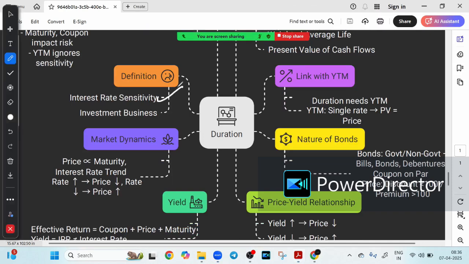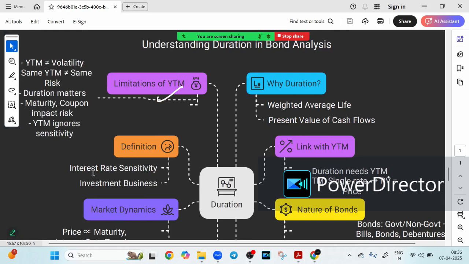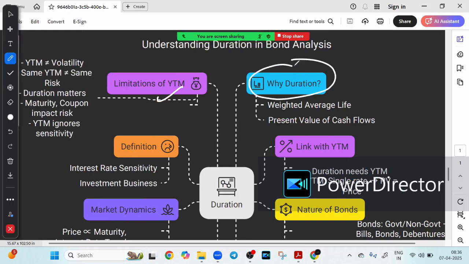If you are in the investment business, especially dealing with bonds, you must know how even a small rate move can shake up your return. That is exactly what duration measures. But the question is, why duration? Because duration gives us a weighted average life of a bond's cash flow. It helps calculate the present value of the future payments. Super useful when comparing bonds or predicting the impact of rate change.